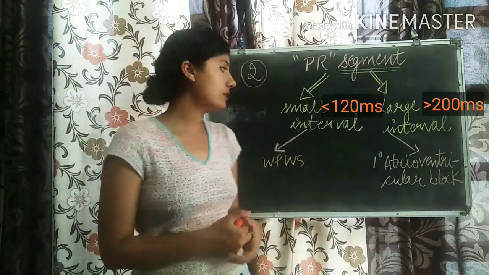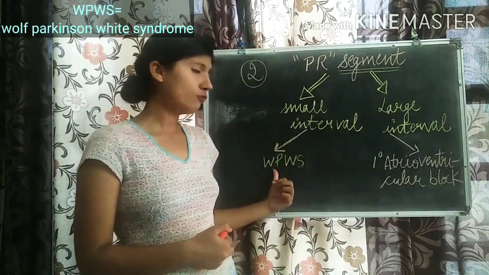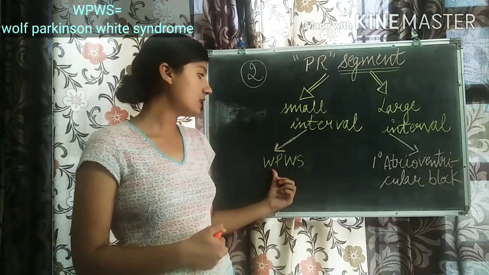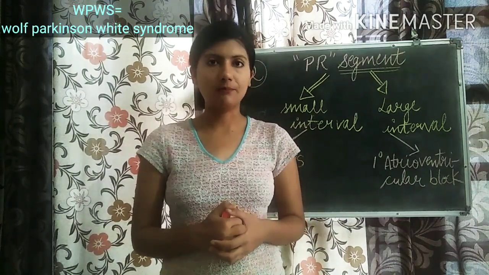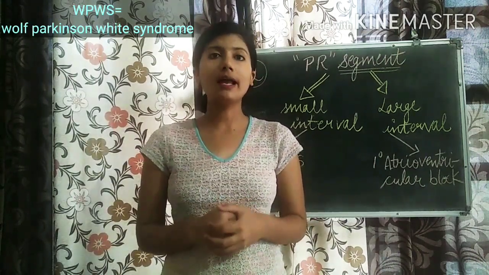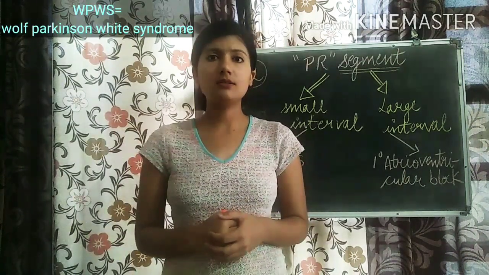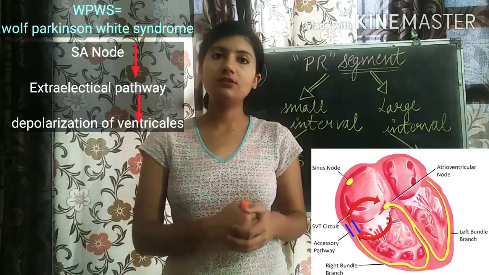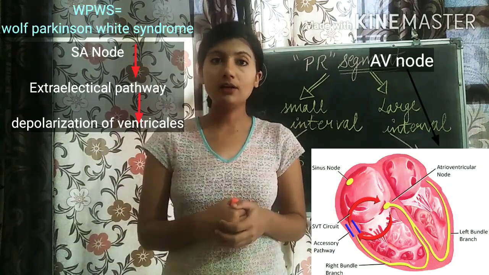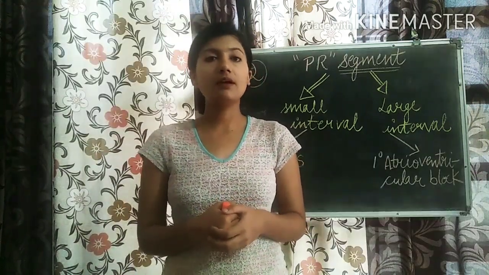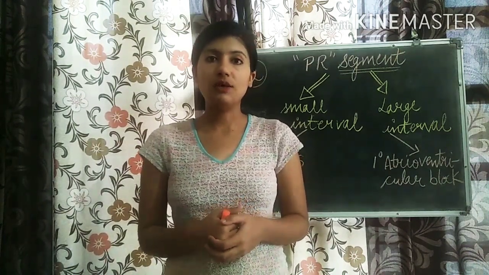But in this condition, that is WPWS, there is a small interval. What does WPWS mean? It means Wolff-Parkinson-White syndrome. It is a type of arrhythmia. It is a condition in which there are extra electrical pathways in the heart by which the electrical impulses starting from the SA node travel through the extra pathway and depolarize the ventricles earlier than they should be. So there can be an extra beat of the ventricles, meaning one atrial beat and two ventricular beats.